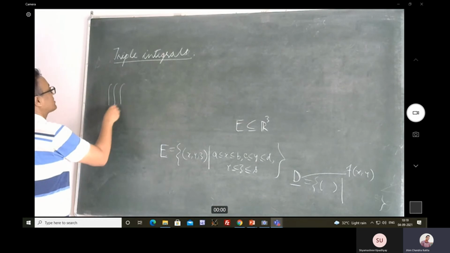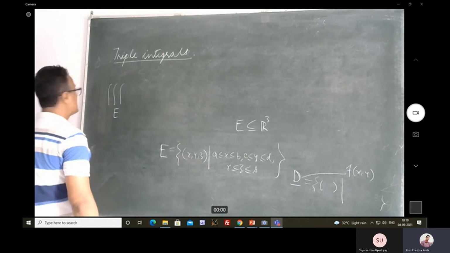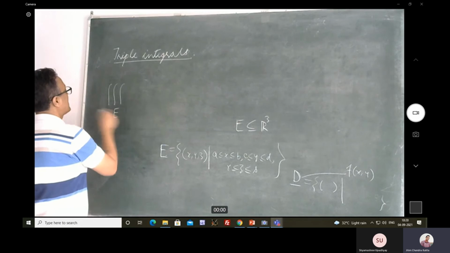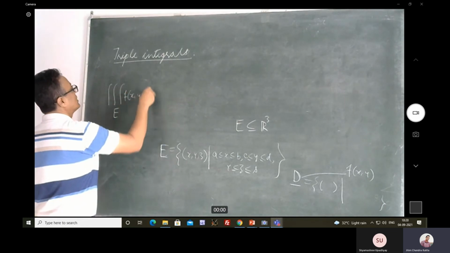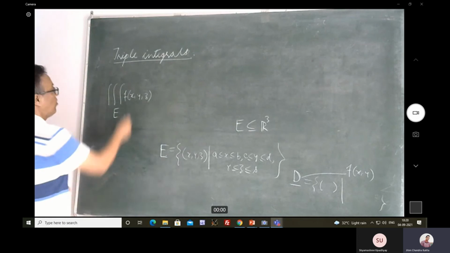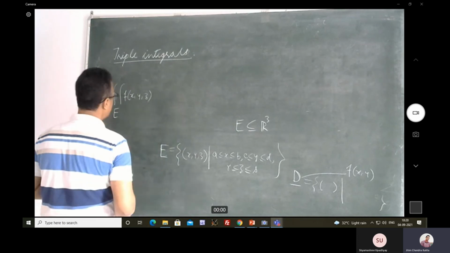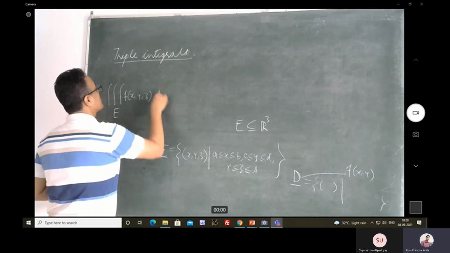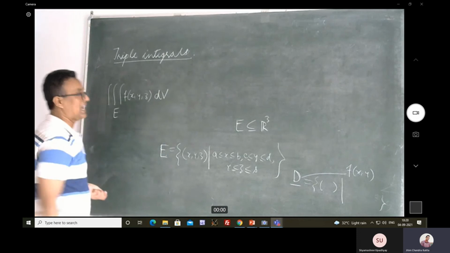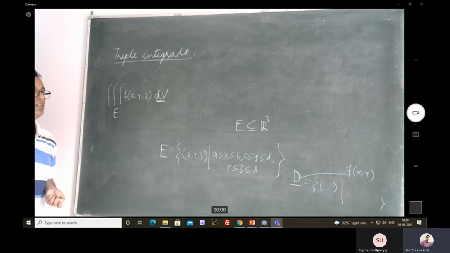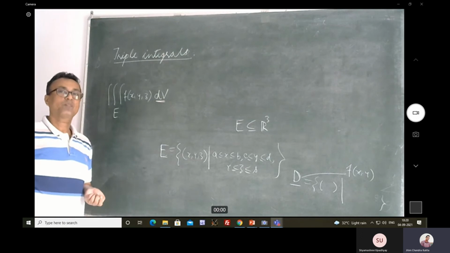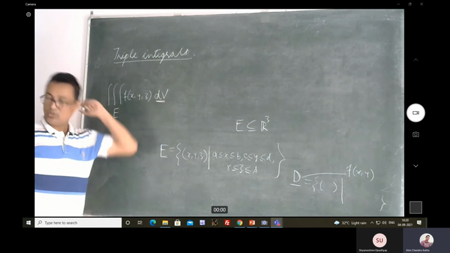The triple integral is going to be written as a function of three variables. Of course, f is defined over the region E, and it is going to be denoted by this symbol. I'm going to describe what dV represents. Okay, so V in fact stands for volume. Why it is so, I'm going to tell you.